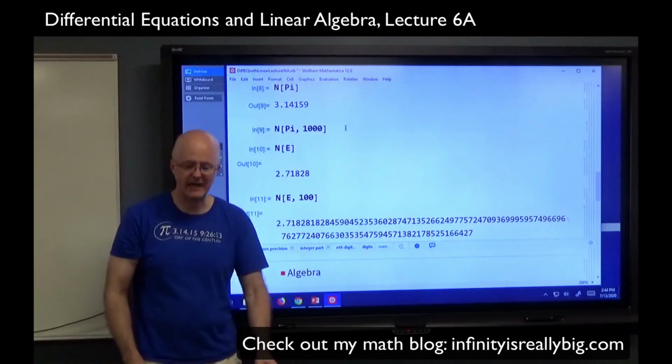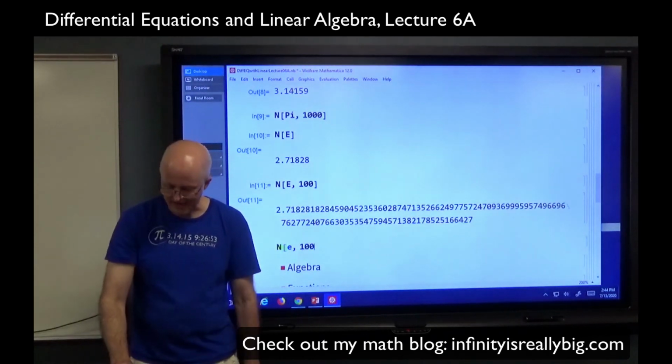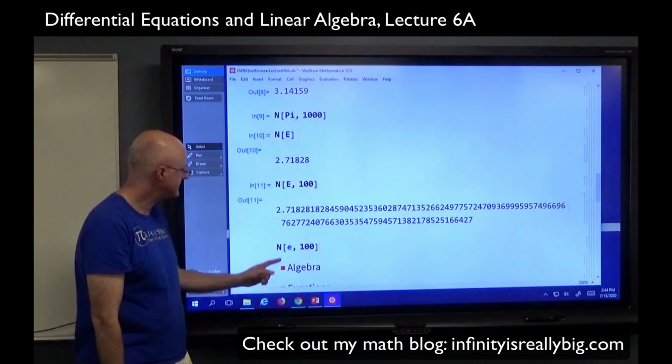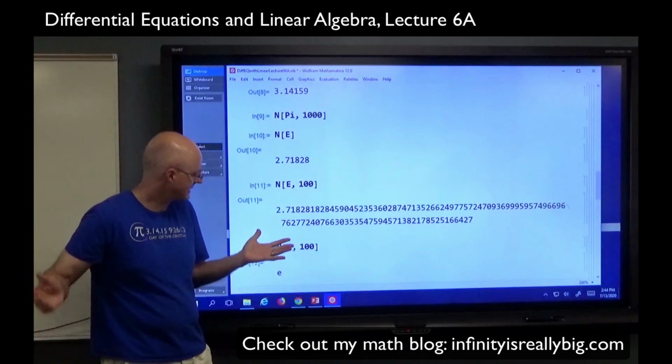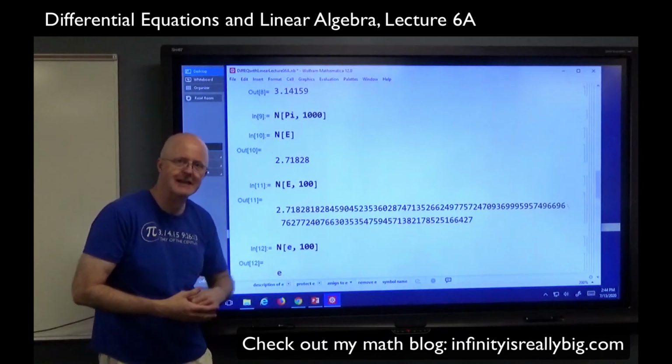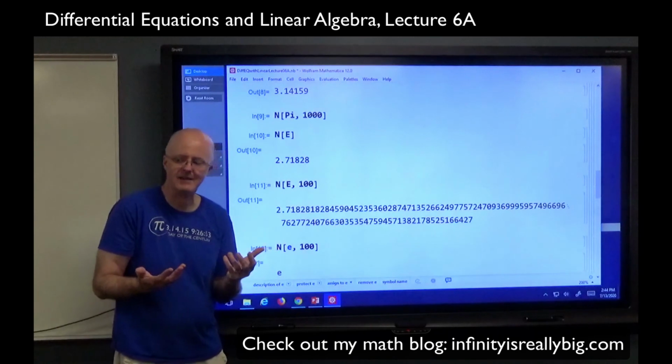If you use a lowercase e, it won't work. If I do something like this, Mathematica doesn't think that's the number E. Notice it's even colored blue instead of black. There's a reason for that. It doesn't know what to do with it. It just says e. It's just representing a variable, a symbol. It's not assigned a value.